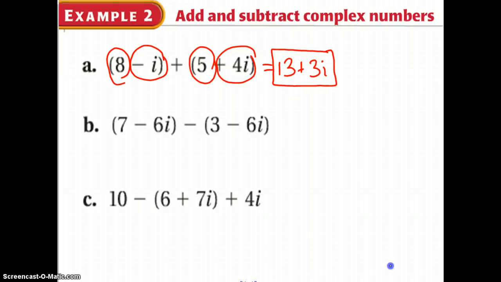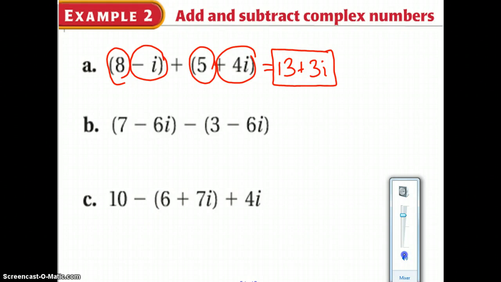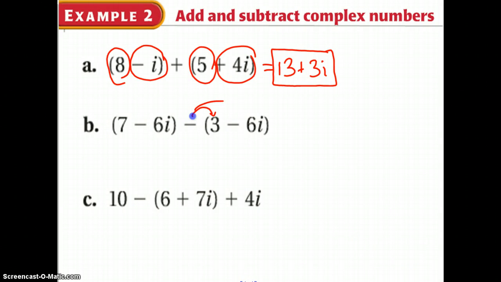Now on B, notice it's subtracting. So make sure you distribute that negative first. When you distribute the negative, drop the parentheses, because many times students will leave the parentheses and end up multiplying the problem. But always remember what the original problem is asking you to do. They're asking you to subtract. Again, combine like terms. So 7 minus 3, you get 4. And notice that the negative 6i and the positive 6i, they cancel. So you just have 4.